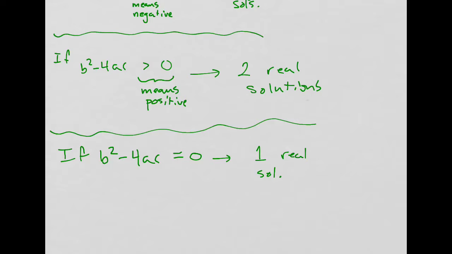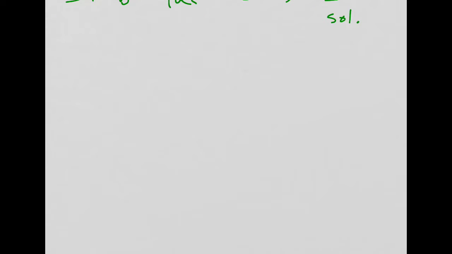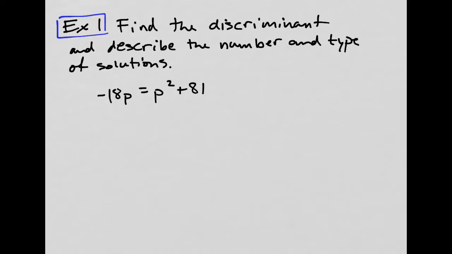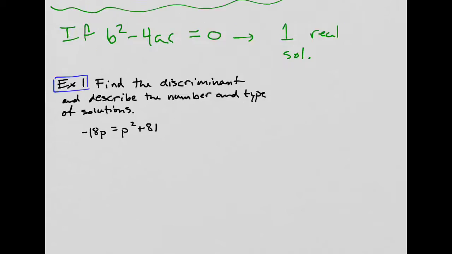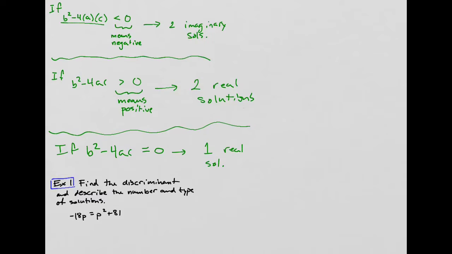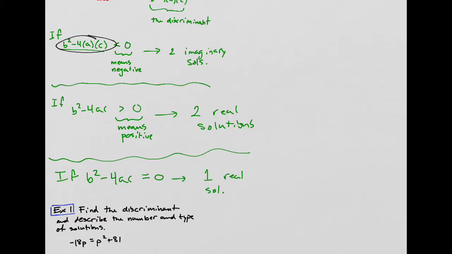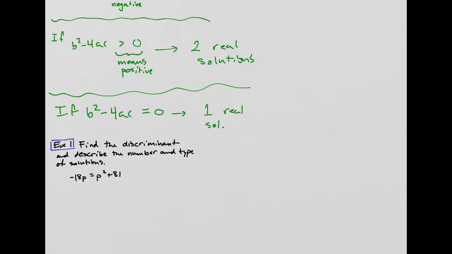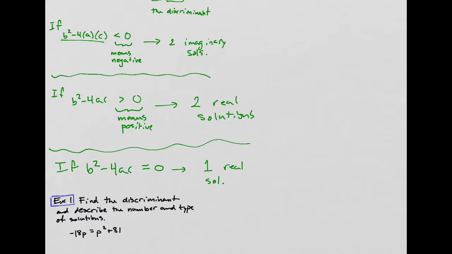So the instructions would be, let's do example 1. Let's say negative 18p equals p squared plus 81. Find the discriminant and describe the number and type of solutions. Find the discriminant means figure out what b squared minus 4ac is. The first step is to put it in standard form, and then decide how many solutions I have: 2 imaginary, 2 real, or 1 real. Those are going to be the choices.